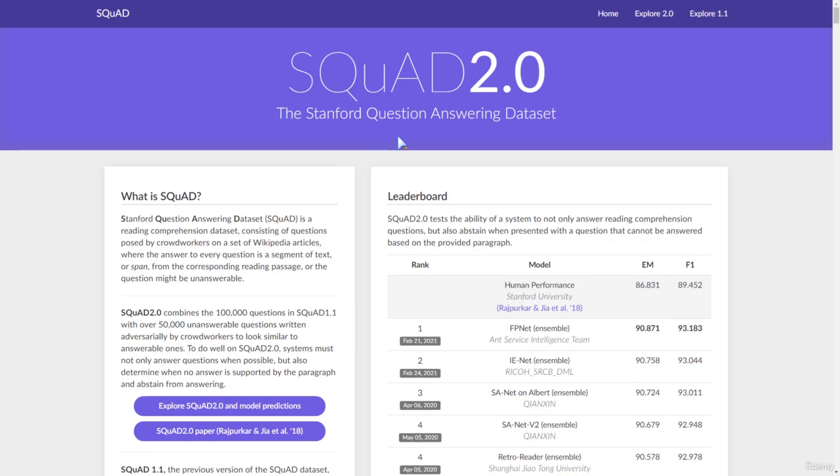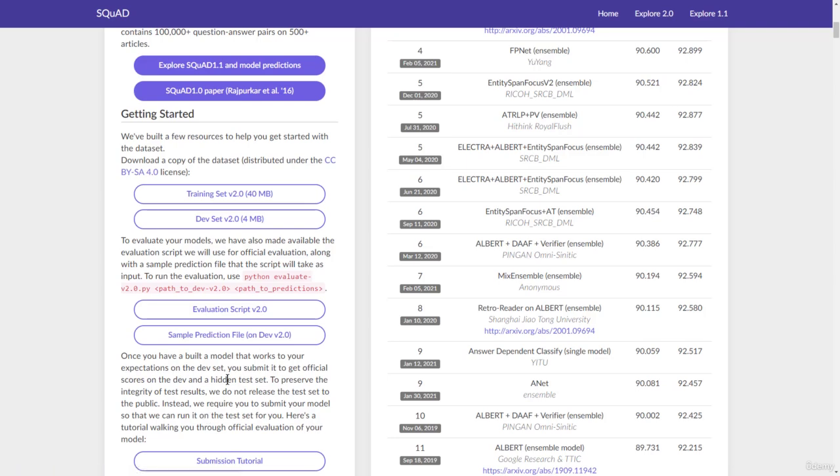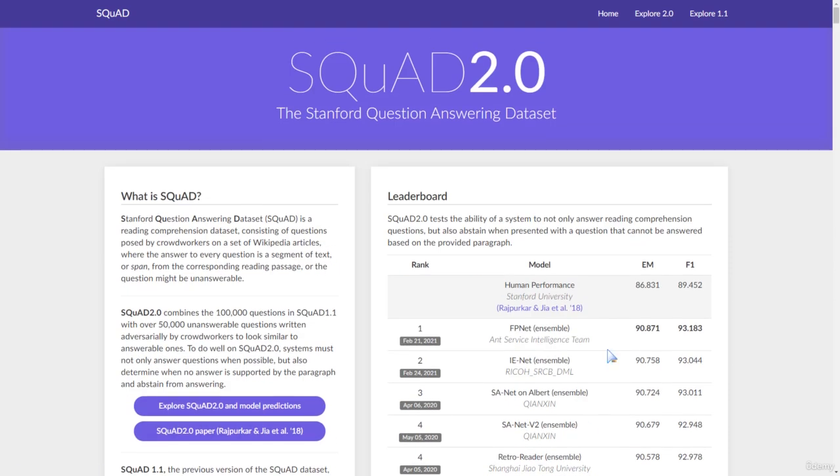Now, if you want to be part of the SQuAD 2.0 challenge, you could go ahead and follow these instructions right here. And here are some of the results from this challenge. We have the first position occupied by FPNet, by the Ant Service Intelligence Team, whose model is called FPNet. It's an ensemble model, a combination of several models.